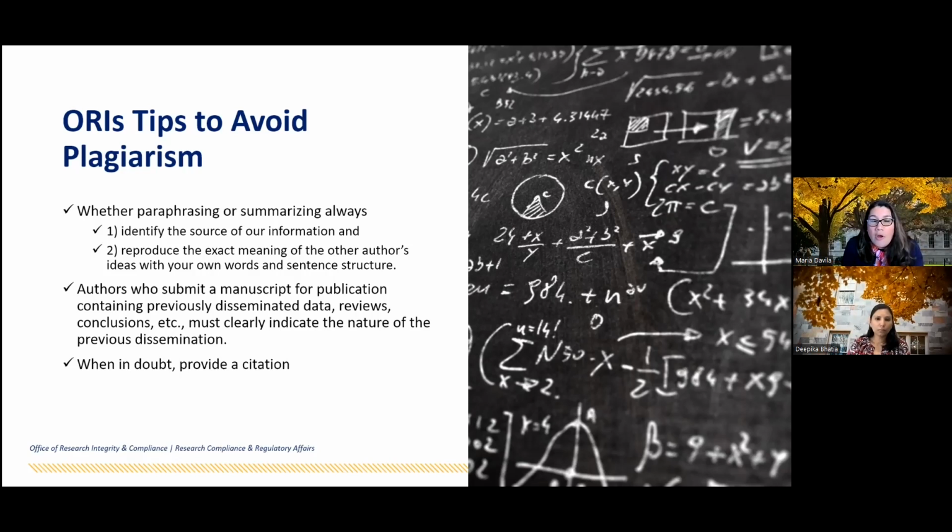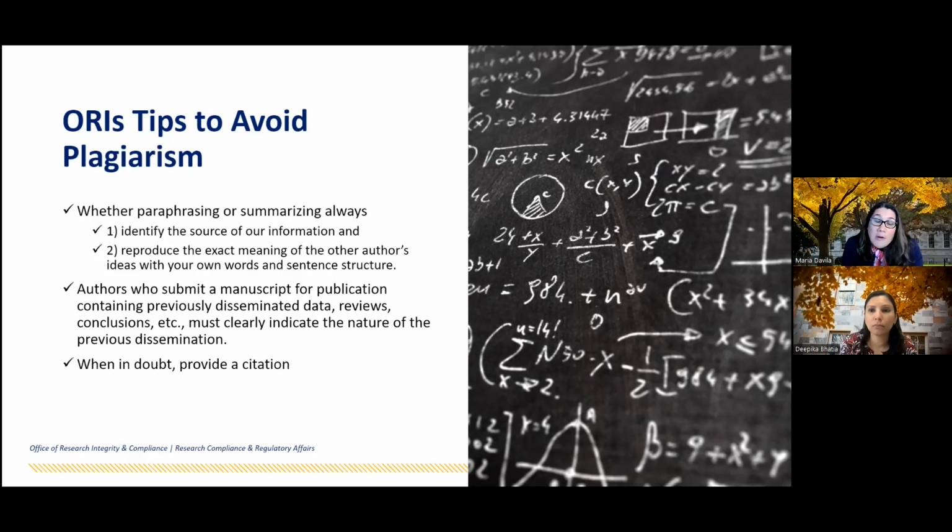So it is not enough to change some words here and there to say the same thing. The idea is that you're using the information that you get from somebody and making it your own, in the sense that you are interpreting, but also, of course, keeping the meaning of the author, while using your own words. Authors who submit a manuscript for publication that contains previously disseminated data, reviews, or conclusions must clearly indicate the nature of the previous dissemination. That's important because you want to give credit where the credit is due, but also make sure that people can find that information and understand where it comes from.